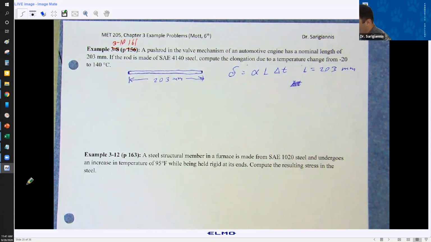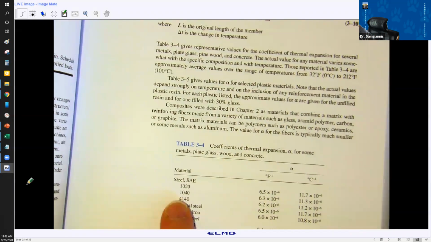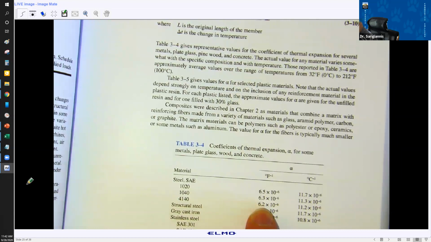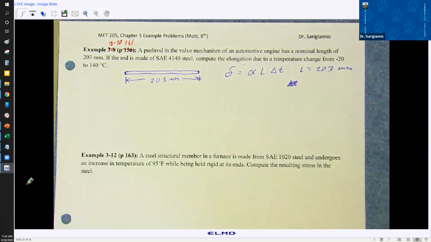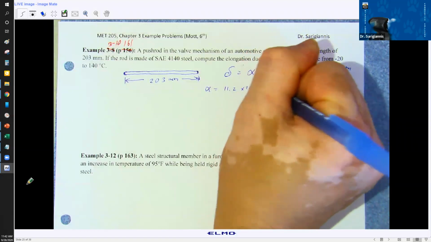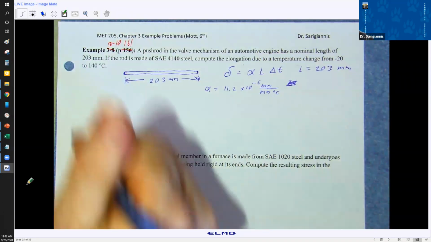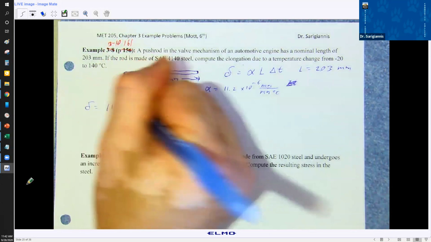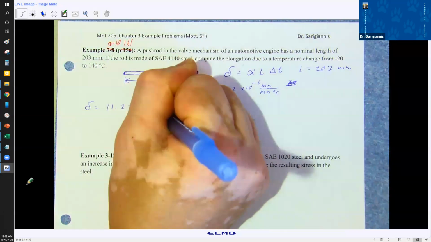If I go to table 3.4, and I'm using SAE 4140, I go across and I've got 6.2 times 10 to the minus 6 for Fahrenheit, but I'm working in Celsius, so 11.2 times 10 to the minus 6 per degree C. So this is alpha, 11.2 times 10 to the minus 6, and we can put units in to remind us, millimeter per millimeter degree C. So our delta here is 11.2 times 10 to the minus 6 millimeter per millimeter degrees C.